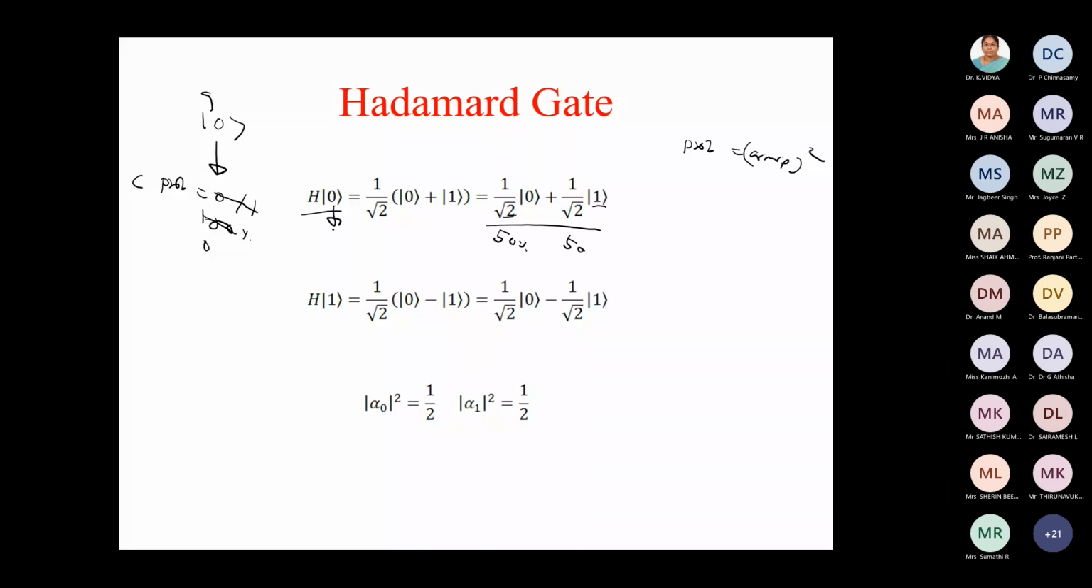Originally, what was the probability of getting 0? Originally it was in the 0 state, so if I measure this state initially, it was 0 only. But when I apply Hadamard, I get a linear combination of both 0 and 1, and the probability is the same, whether we measure 0 or 1. Here only pure 0 was there, but after applying Hadamard I get both 0 and 1 with equal probability. So we call it an equal superposition, meaning it is a superposition of both 0 and 1, but all of them are equally likely.